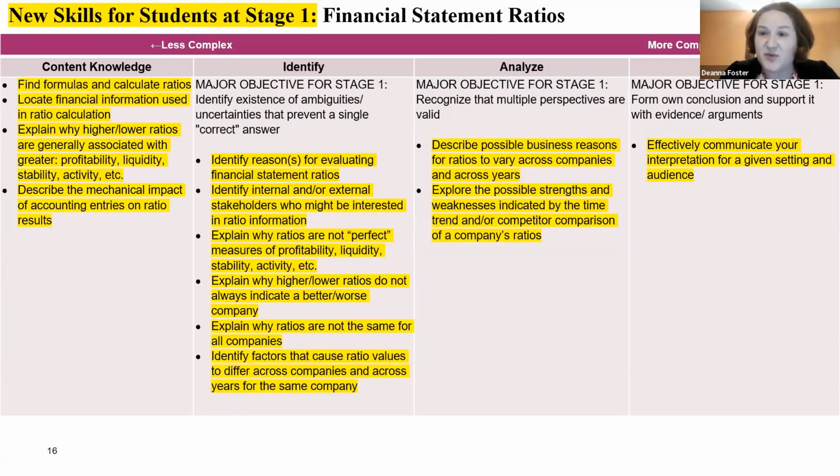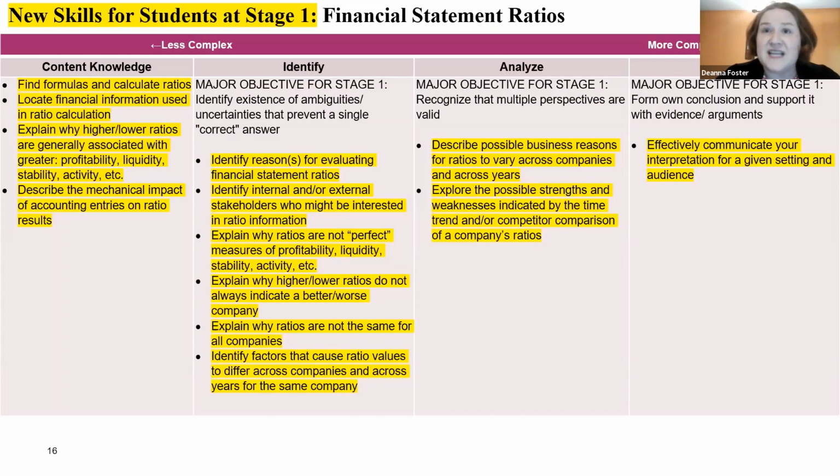So with that expert skill chart, I tried to select the skills that I wanted to see and then made a stage 1 chart to help me form those questions for the ratio problem. Just to summarize some of the columns: content knowledge, as I explained, is something that my students are very good with. So finding the formulas, knowing what information to use in the formulas, and just knowing that typically current ratio is used for profitability.